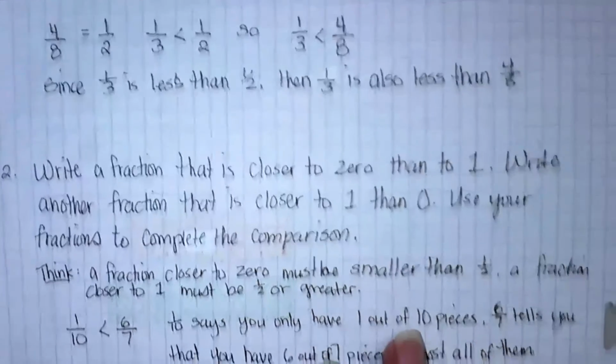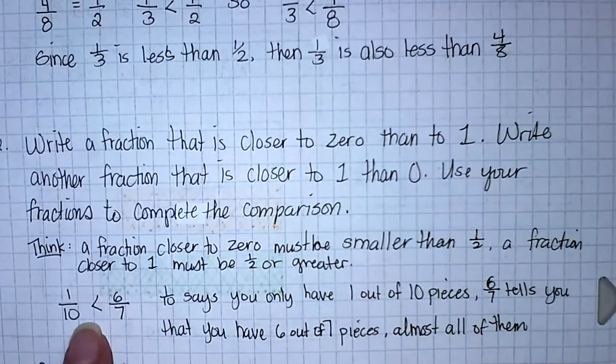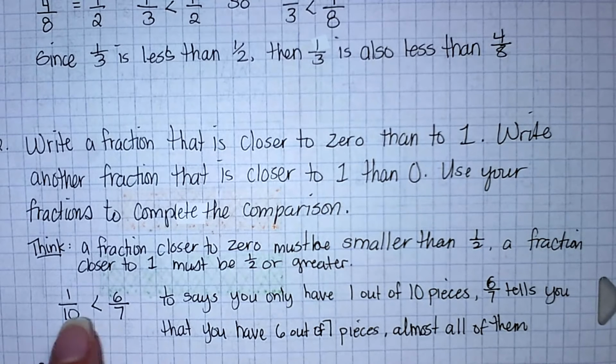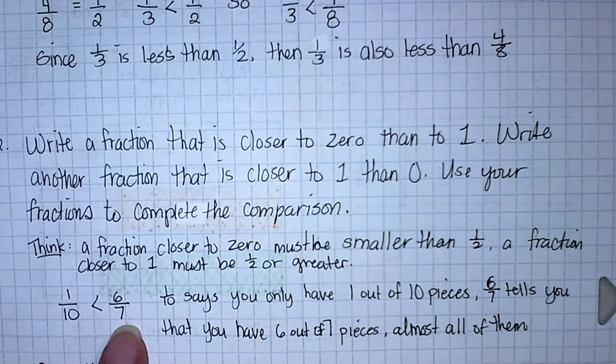So I picked any two fractions. I picked 1/10, which is closer to 0, because if I have a shape that's broken up into 10 pieces and I only have one of those pieces, that's very, very little. And my other fraction that I chose was 6/7. If there are 7 pieces altogether and I have 6 of those pieces, I have almost the whole thing. So this shows that 1/10 is less than 6/7 because this is closer to 0 and this is closer to 1.